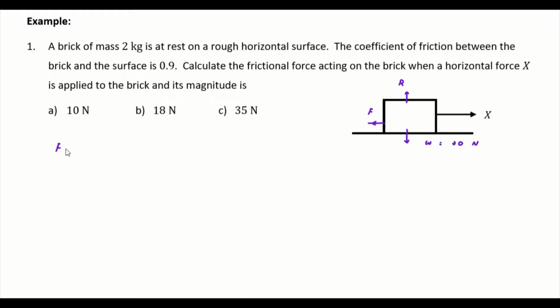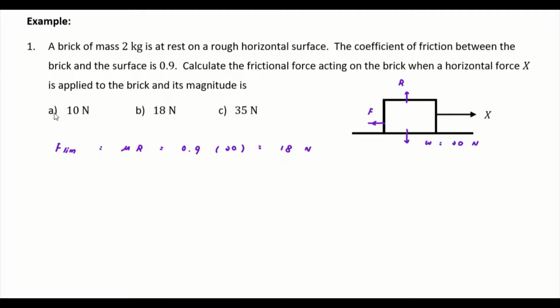For the limiting friction, it will be equal to mu multiplied by R. In this case, mu is 0.9 as given in the question. Our R is just opposite of our weight, as there's no other force acting in a different direction. When we resolve, horizontally we have F and X, and vertically we have R and W. So R is equal to W, which is 20. Multiplying by 20, we get the limiting friction in this question as 18 Newton.